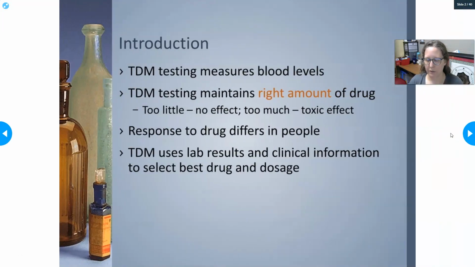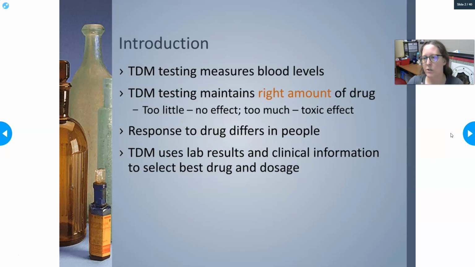Alright, this video is going to be over therapeutic drug monitoring. It's chapter 33 of Larson's Clinical Chemistry. Alright, so why do we do TDM testing? So this is for therapeutic drug monitoring, and we check blood levels of the specific drugs that are being monitored.